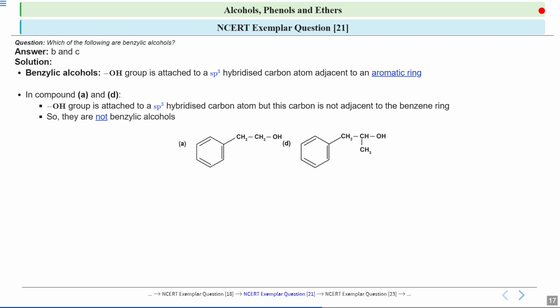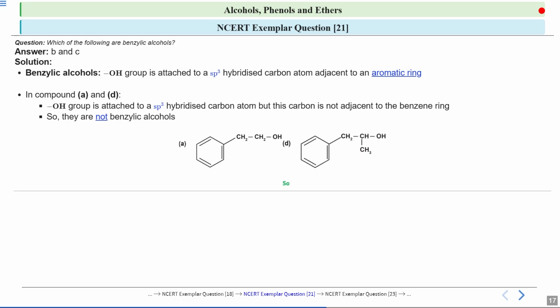Now check option number D. The carbon to which your OH group is attached is an sp3 hybridized carbon, yes, but that carbon is not adjacent to your benzene ring. That is why they are not benzylic alcohols.